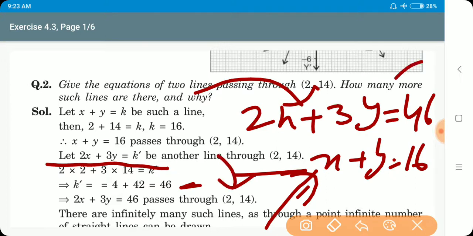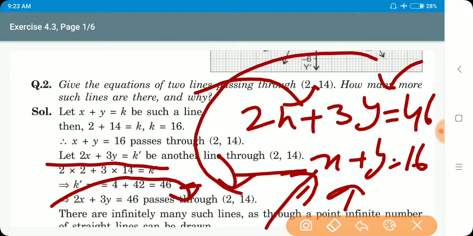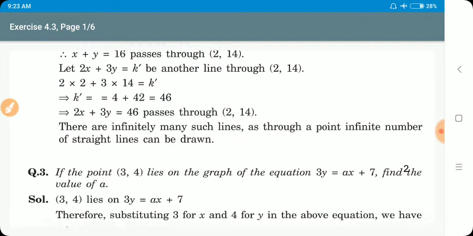Not only this answer, your answer may be different, because I have said already there are infinitely many lines, so there will be so many infinite equations. I have told you. Okay, now we are going for the next, third sum.